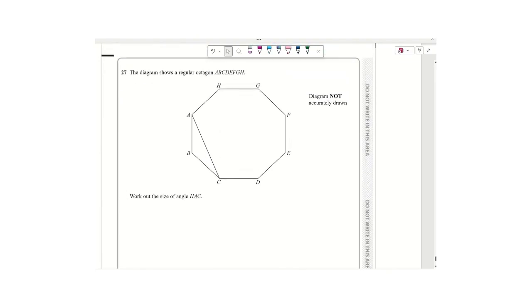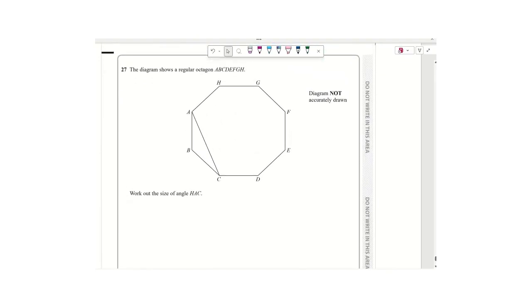Right, last question. The diagram shows a regular octagon. Octagon, 8 sides. You can actually count them in this one, because they've given you a picture, but we do need to know that. We are asked to work out the size of angle HAC. So HAC, you start at H, you go to A, and you go to C. And it's the angle that you've turned through. So it's this angle in here between those two lines that you're trying to find.